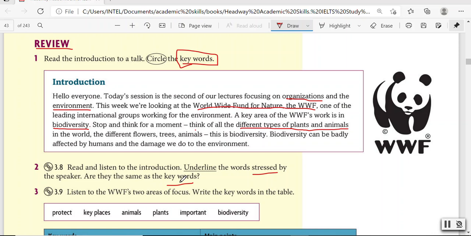Yes, of course. Many of the stressed words are the same as the keywords.